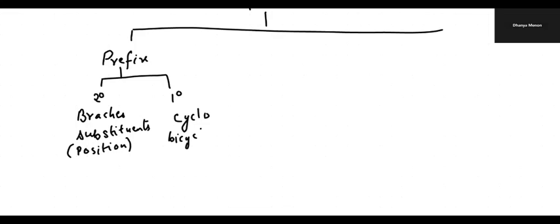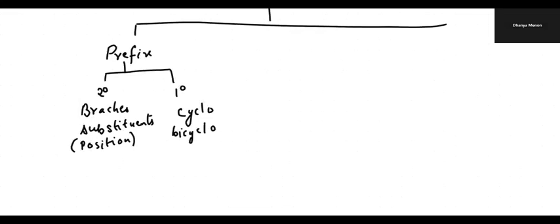So in IUPAC naming, first we mention the prefix. Prefix can be of two types, secondary. Secondary means branches or substituents, etc. And in this, we mention the position also. So substituents can be like, for example, methyl, fluoro, nitro, all those are. I'll be writing that first. First, we will understand the order, in what order it is written, and then we will talk about different substituents, etc. Okay, so first prefix is written.